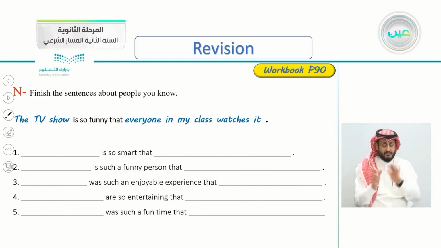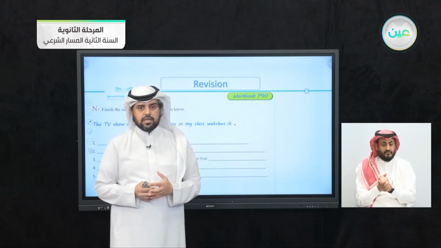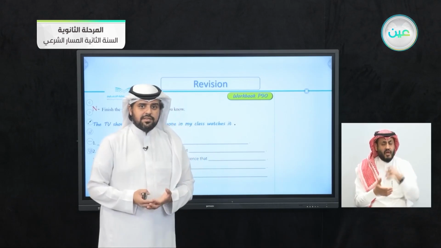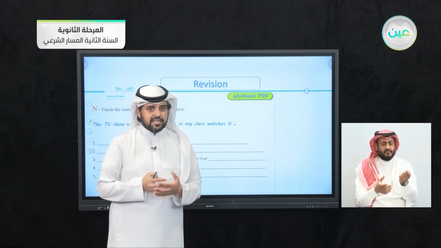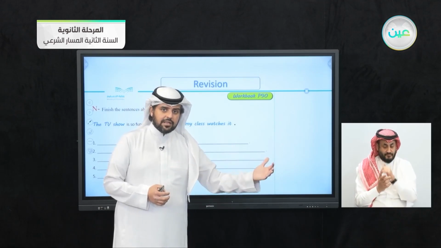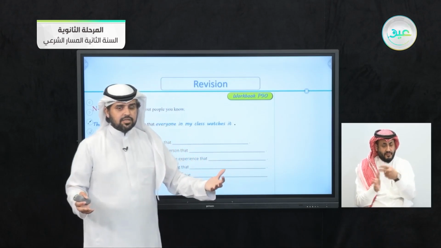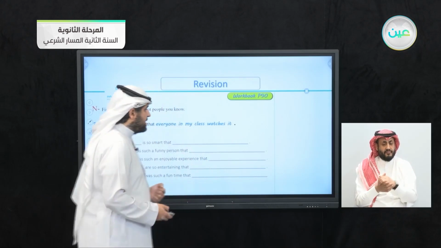Very good. So number one is "is so smart that." So you have to write the cause and the effect of something or someone being so smart. Just write anything you want as long as it is correct, of course. So smart that, and then continue your answer. Just write the cause and the effect here. So there's no right or wrong answers because you're trying to come up with causes and effects.